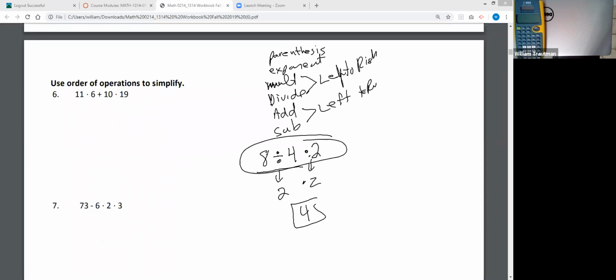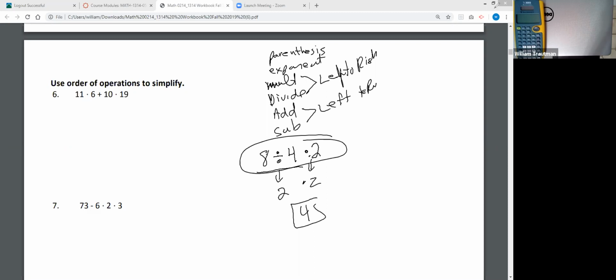No, you do not multiply first. You do multiply and divide from left to right, whichever is first. And in this case, divide is first. So you do not multiply this problem first. The order of operations says multiply and divide are on the same level, even though we write it like this. It's on the same level, and you have to work it from left to right.